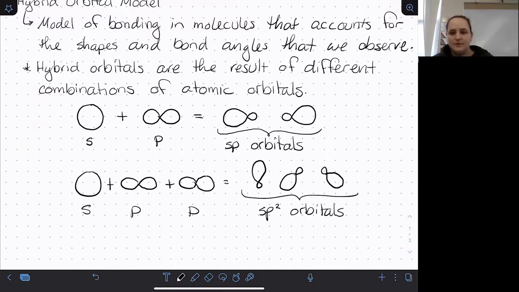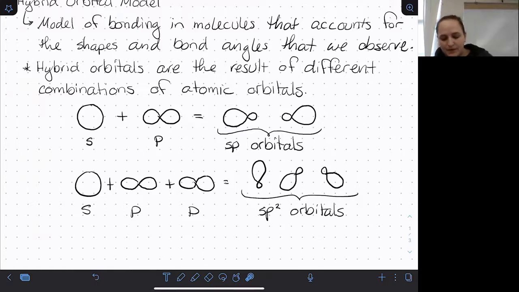I'm not going to do out examples for all of them, but this is the general idea behind hybrid orbital theory: we're combining atomic orbitals, and what we get are these things known as hybrid orbitals that more closely align to the actual structures of what we see. So for instance, the sp orbitals are oriented 180 degrees apart. It is generally the bigger lobe of these that is actually involved in the bond.